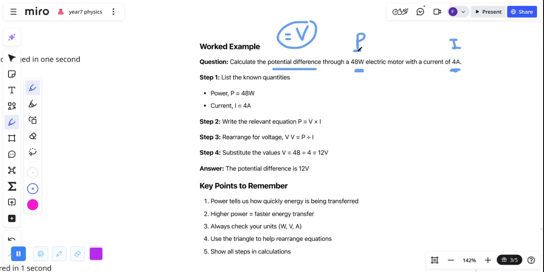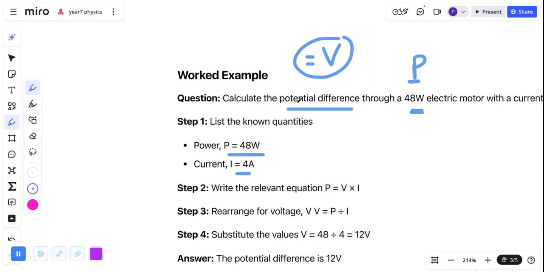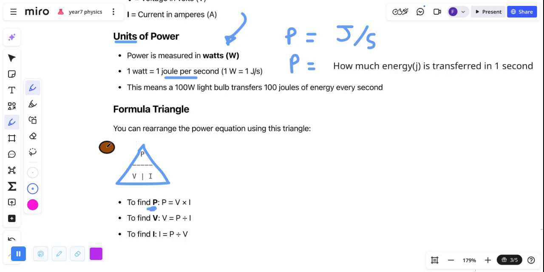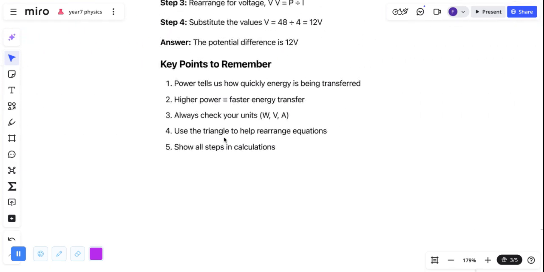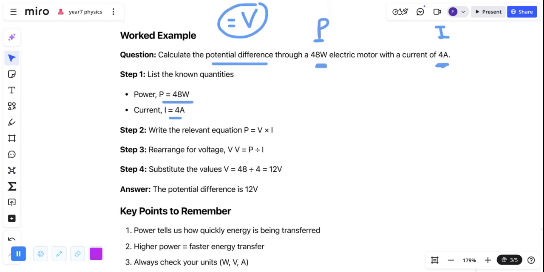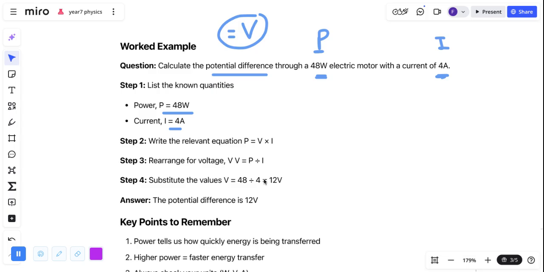You then write down what you've got. Your power is 48 watts. Your current is 4 amps. And then you find the equation you want. So the question said, calculate the voltage, calculate the potential difference. So you go to your triangle. I'm after voltage, so I cover voltage. I'm left with power divided by current, P over I. You write that down, all right? P divided by I. You know power is 48, so you do 48 divided by 4. That gives you 12 volts. So the potential difference is 12 volts. That's it.